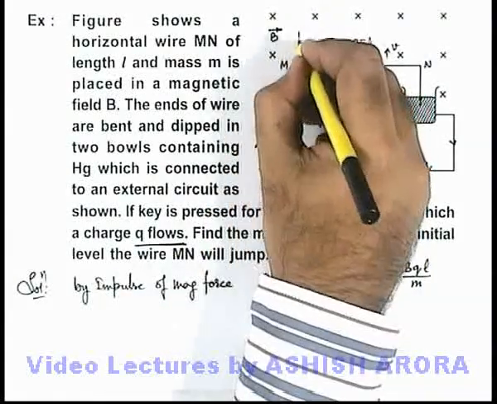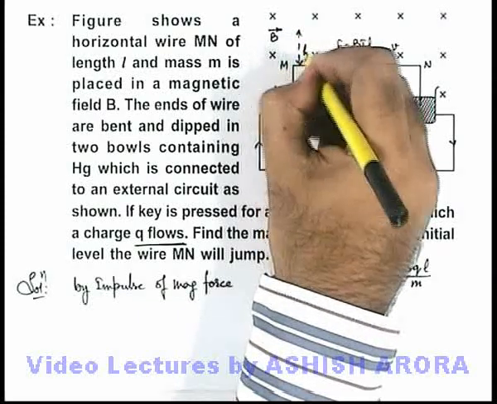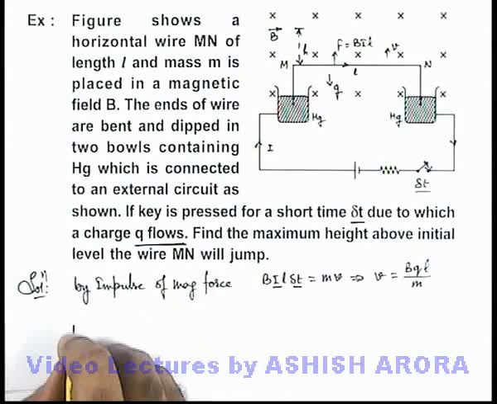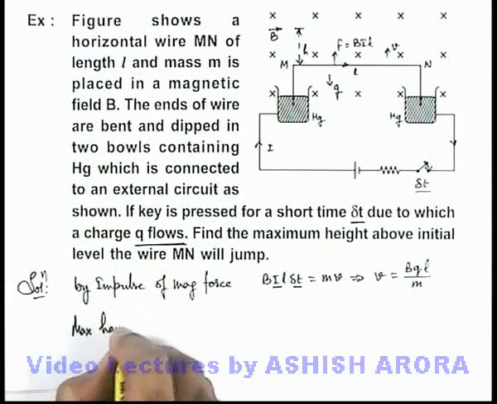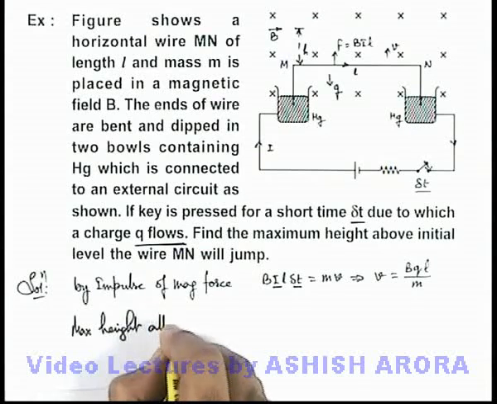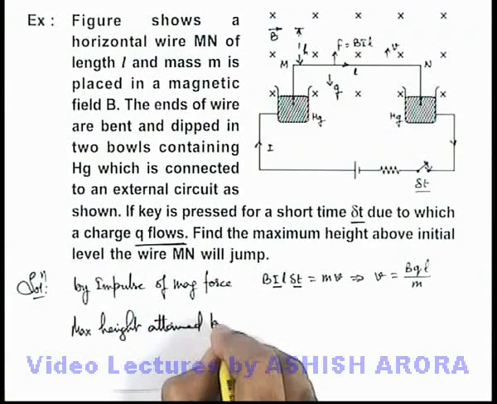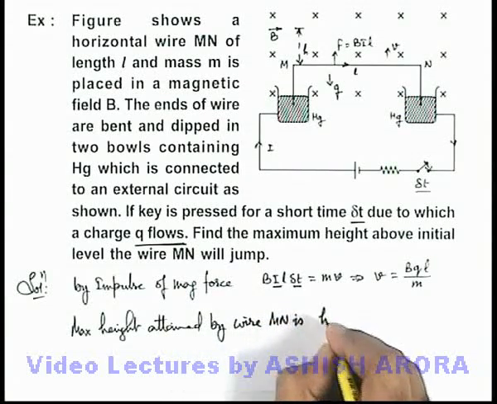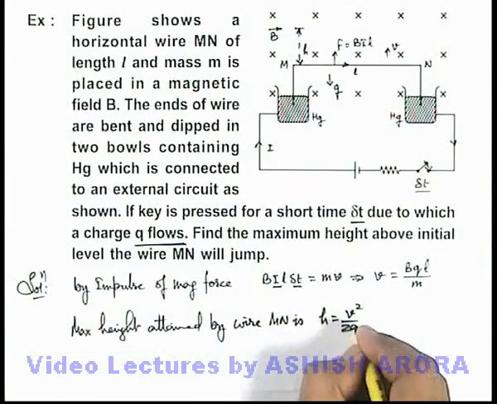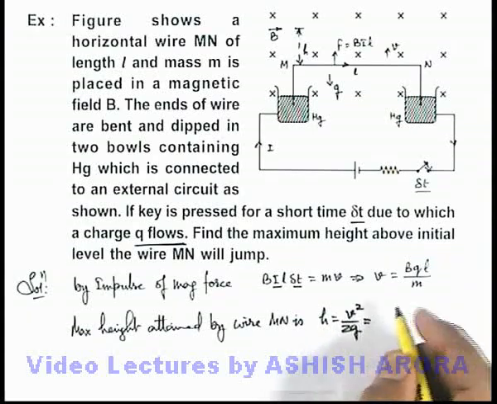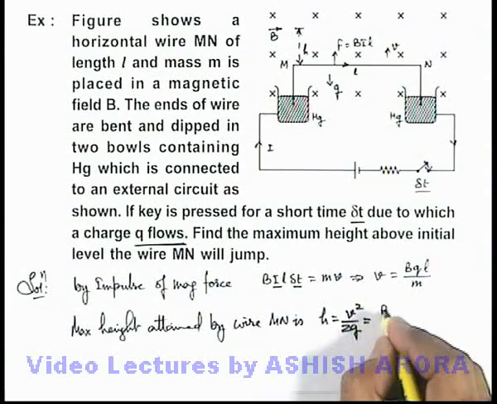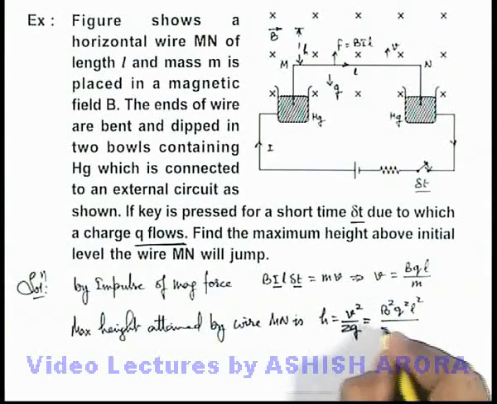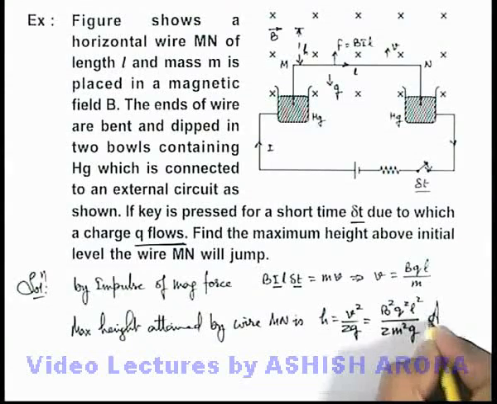So in this situation, the maximum height attained by the wire can be simply given by the speed equation. So if the initial speed is v, we can write the maximum height attained by wire MN is v square by 2g. So on substituting the value of this speed, we are getting the result as B square Q square L square by 2M square g. That will be the answer to this problem.